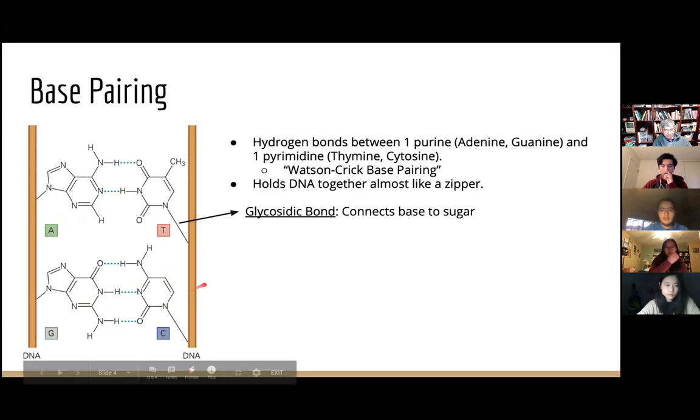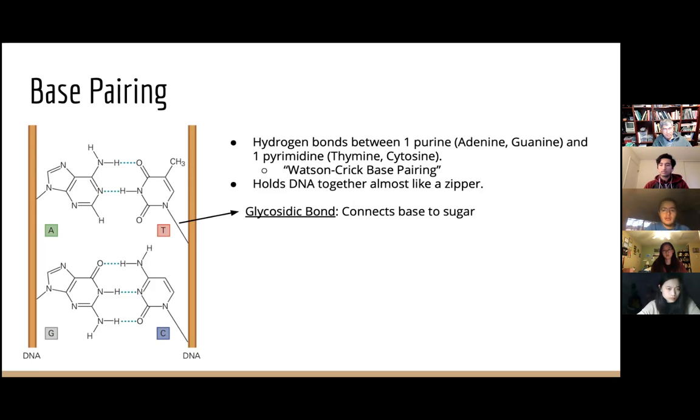An analogy that made a lot of sense to me last semester when I took this class was that it's almost like a zippering effect. When one purine and pyrimidine bind together, it's almost like a zipper that leads to more and more base pairing happening. And this base pairing is referred to as Watson-Crick base pairing. In DNA, it's always followed, but there are some exceptions that I think other peers will talk about.